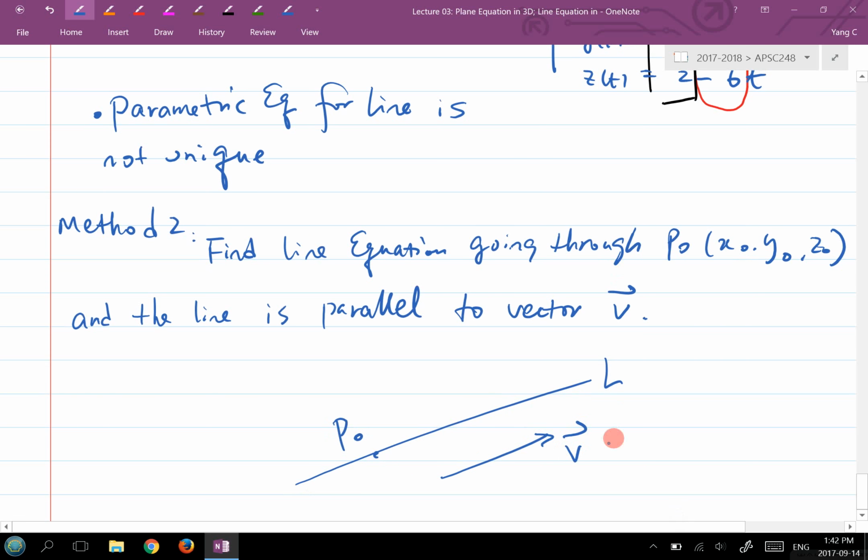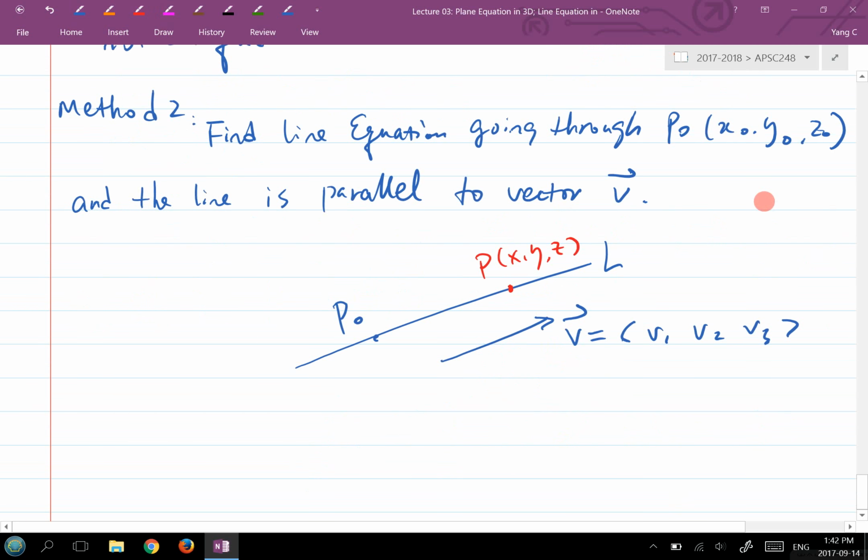So the V, suppose we know already, is V1, V2, V3. And what will be the parametric equation for the line L here? Nothing to do with physics now. So we don't have to think about anything like a moving point. But we can still see here's a point P on the line, X, Y, Z. And we need to find this X, Y, Z that describes this straight line L. Good?